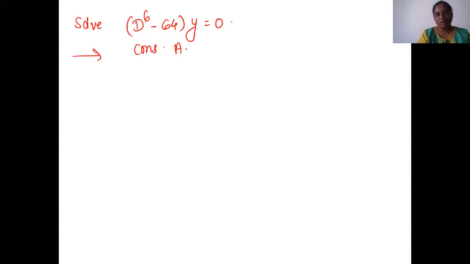Solve (D^6 - 64)y = 0. So consider the auxiliary equation: D^6 - 64 = 0. And how to solve? Please think and tell me how do we solve this.